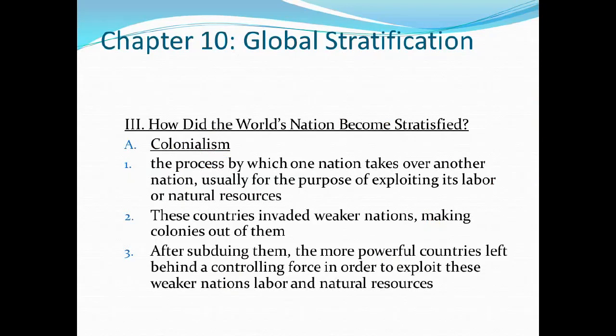Colonialism is one thing. How do these world nations become stratified? Colonialism is an example. It is a process by which one nation takes over another nation, usually for the purpose of exploiting its labor or natural resources. These countries invaded weaker nations, making colonies out of them. After subduing them, the more powerful countries left behind a controlling force in order to exploit these weaker nations' labor and natural resources.